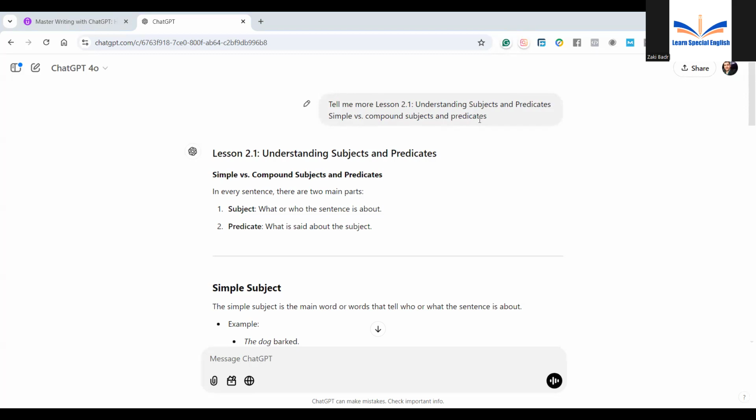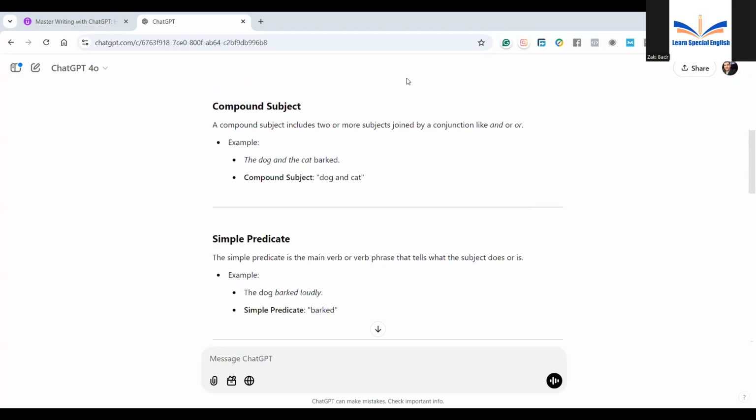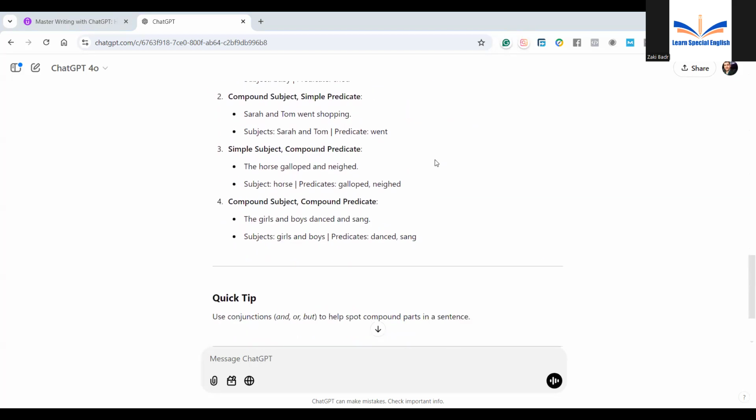Anyway, my goal here is not only to use ChatGPT, but to help you understand more of how to use it and learn English together at the same time. Okay? So now let's listen to what it explained.